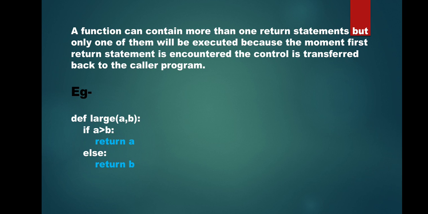But even if I have not written any condition, suppose I have not written the condition if A greater than B, I simply had written return A, and in the next line I had written return B. Then also, the first return statement will send back the control to the calling statement, and the second return will never be executed.